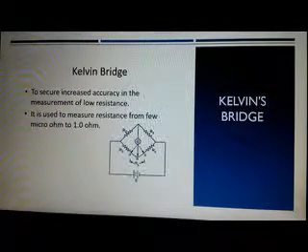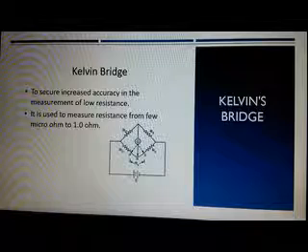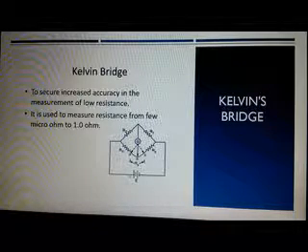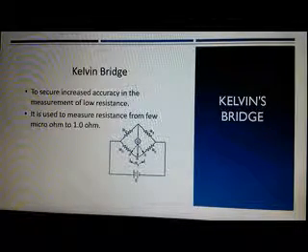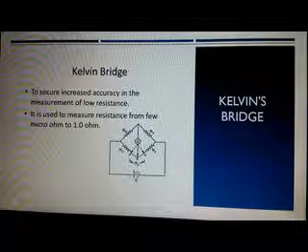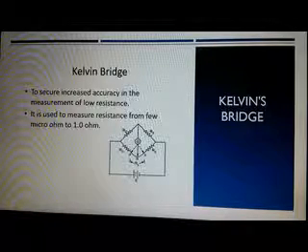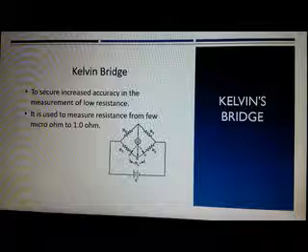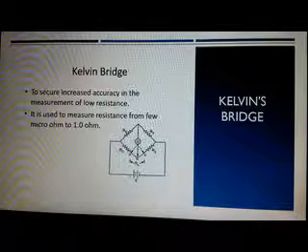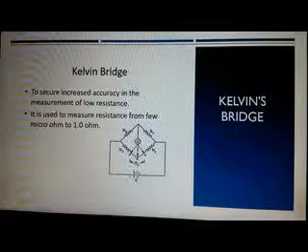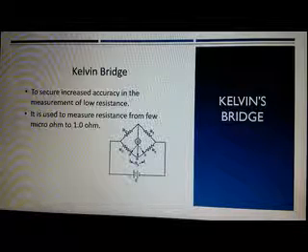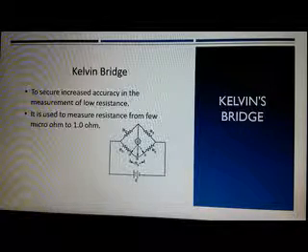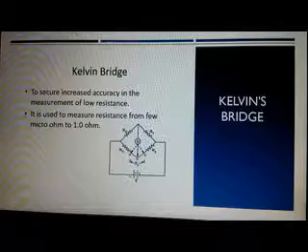Now, let's go to the Kelvin bridge. One of the major drawbacks of the Wheatstone bridge is that it can measure resistance from a few ohms to several megaohms, but to measure low resistance, it gives significant error. To secure increased accuracy in the measurement of low resistance, the Kelvin bridge is used to measure resistance from a few micro-ohms to 1 ohm.